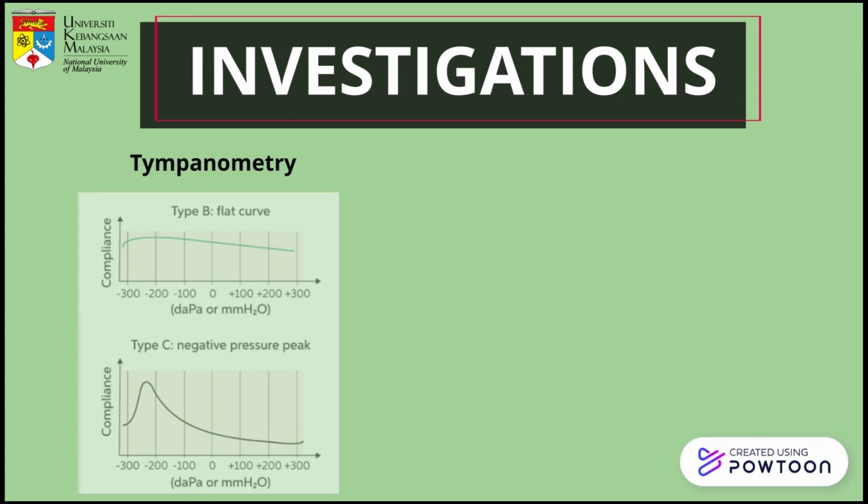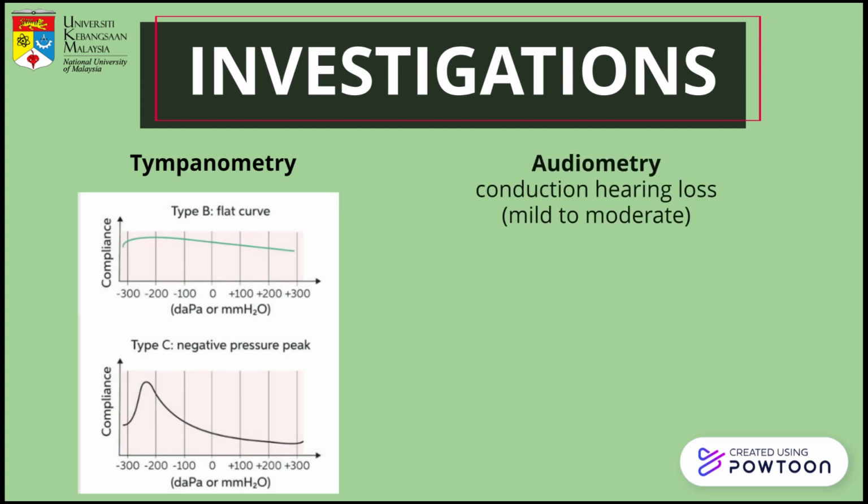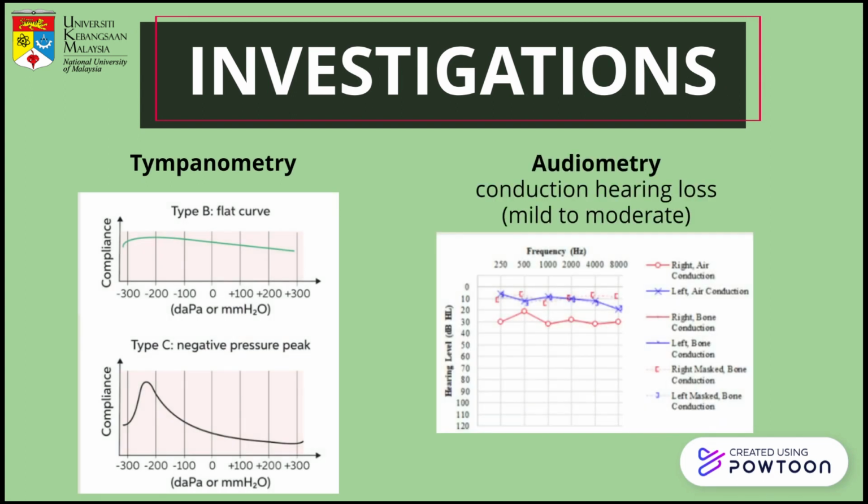For the investigations, we can do tympanogram and we can get type B or type C curve for otitis media with effusion. Type B, which is a flat curve, shows there's fluid in the tympano-ossicular system, and type C shows that the middle ear pressure falls below normal in eustachian tube dysfunction.